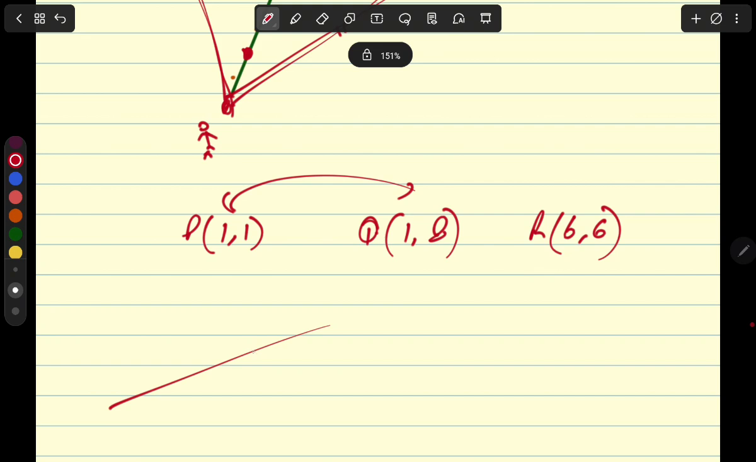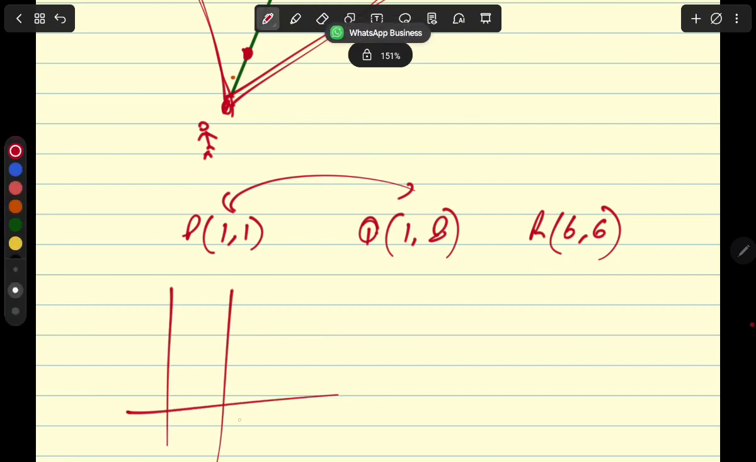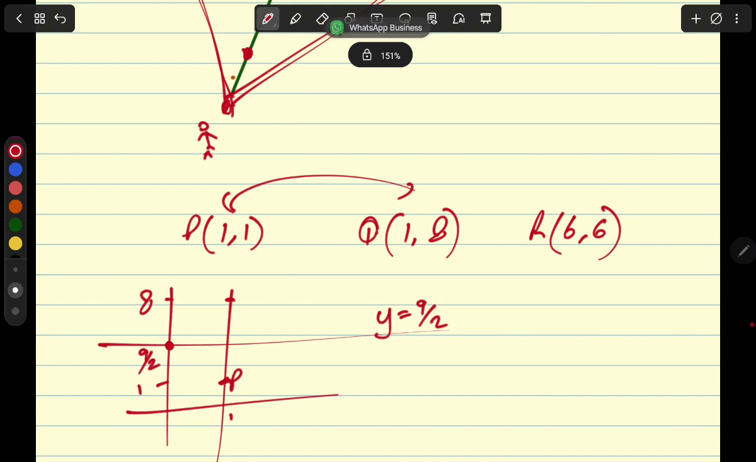So P and Q lie on a vertical line, because the x-coordinate is 1, so this is P and this is Q. This is at 1 and this is at y coordinate 8. So the perpendicular bisector is going to go right in the middle of it, at 9/2. So y equals 9/2. That's very easy, right? I mean, that's fairly easy if I had to find the equation of the perpendicular bisector of P and Q.